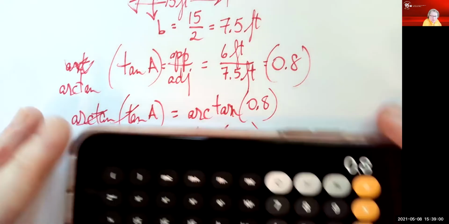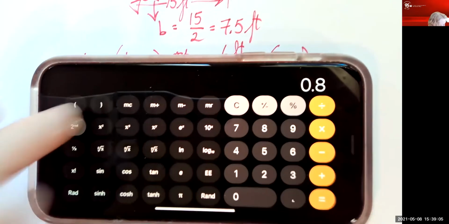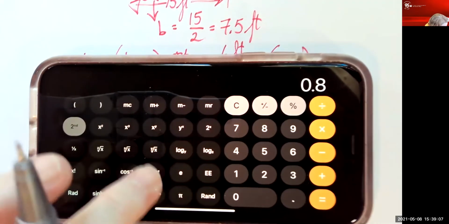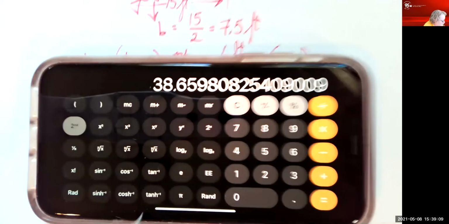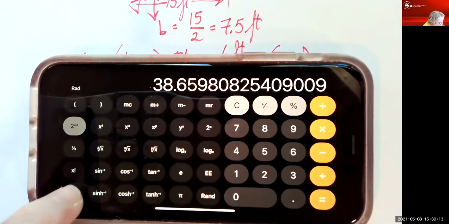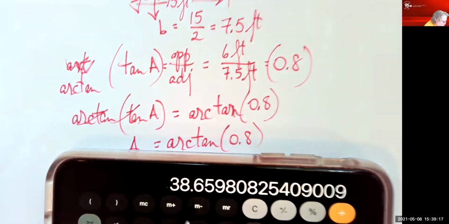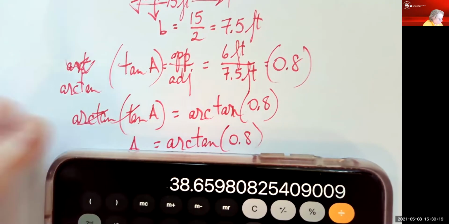To get arctangent or inverse tangent on my calculator, I have to hit the second button, and there's inverse tangent. And I'm in degrees because when the radian button is not showing, I know I'm in degrees. I get 38.7 degrees.